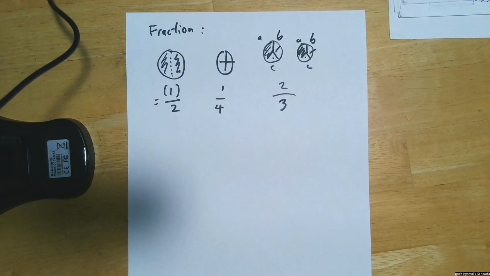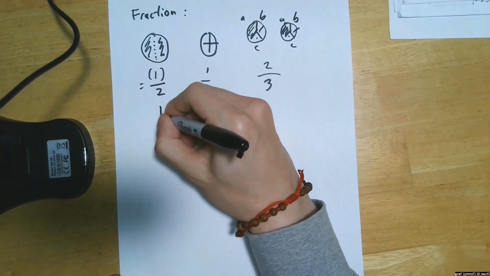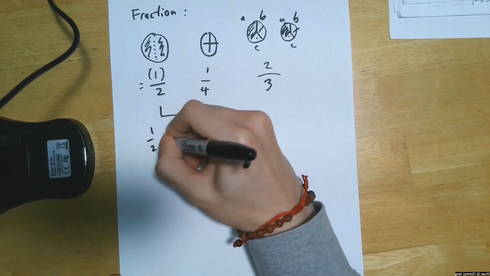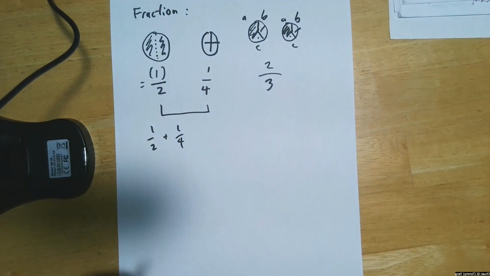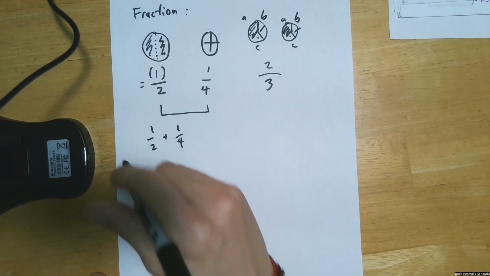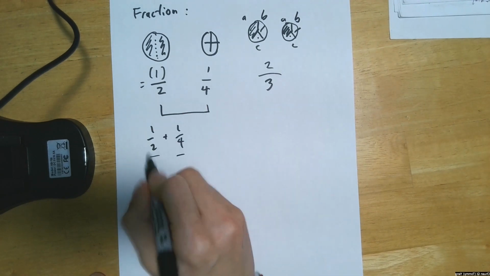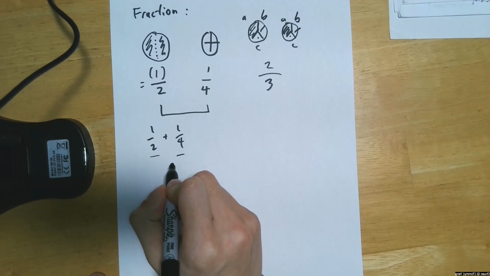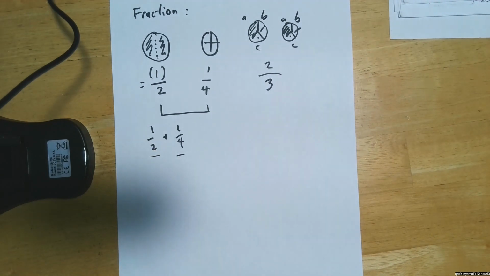So let's talk about adding and subtracting fractions. First, if you want to add fractions, let's say you want to add up 1 over 2 plus 1 over 4, you can't just add them directly because the denominator, which is the lower number here, this 2 and this 4, they're different. So you have to find a way to make the denominator the same.